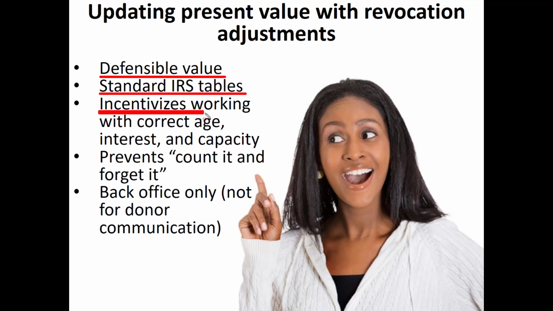And it incentivizes working with the correct age and, of course, the correct capacity. How much is the gift? So if you want to work with people who are 35 instead of people who are 75, okay, that's fine. But depending upon the interest rate, you're going to need to get 4 or 5 or 6 or 7 times as many gifts from the 35-year-olds as the 75-year-olds. And so it doesn't say you can't work with younger people. It just gives appropriate incentive to working with older people.